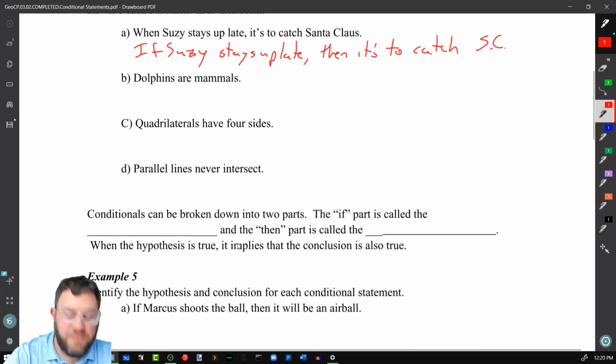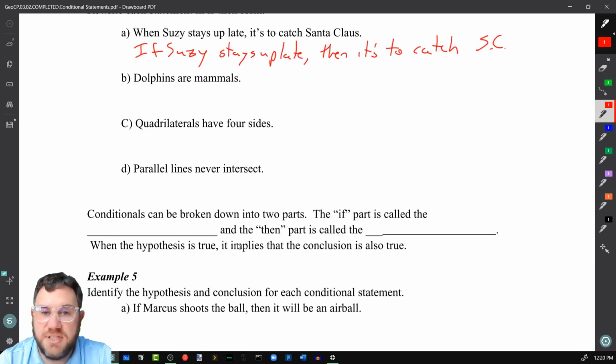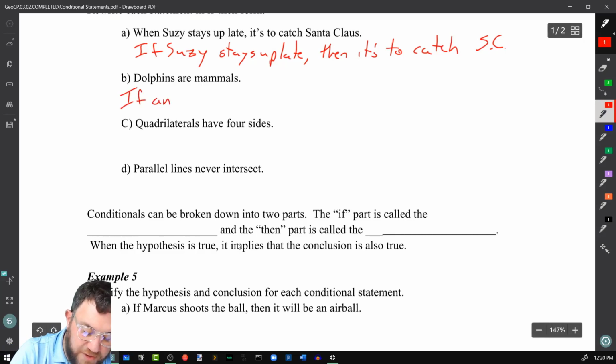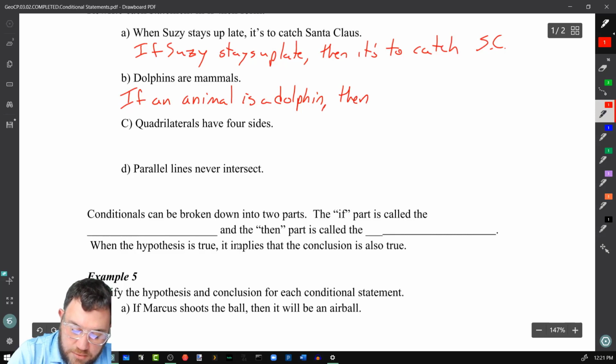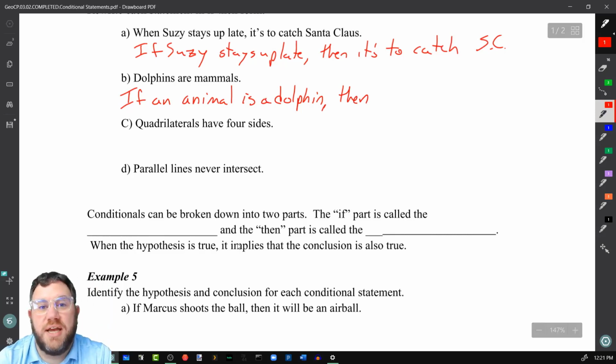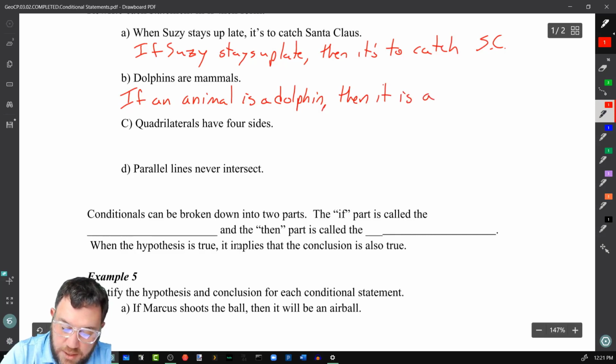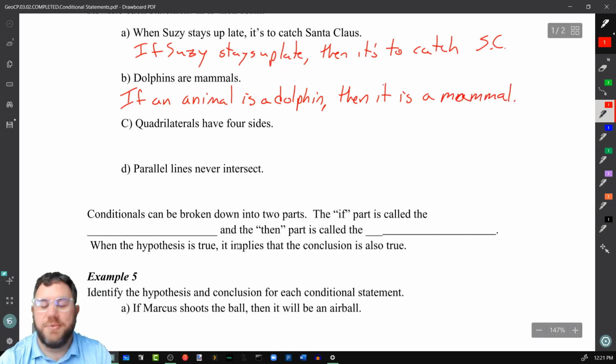Moving right along, dolphins are mammals. This one's a little bit trickier because we have to add a whole bunch of words. A dolphin is an example of what? What is the broadest, most unspecific thing you can describe a dolphin as? It is an animal. So we want to say, if an animal is a dolphin, then what do we know about that animal? It is a mammal. There's other things we know, but we're just dealing with the sentence right here.